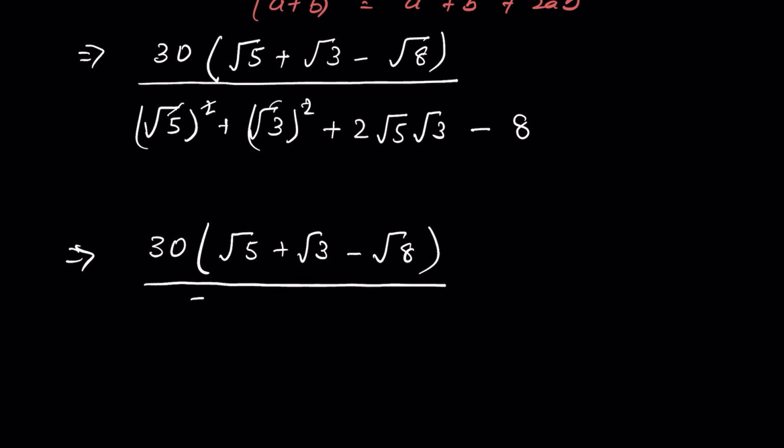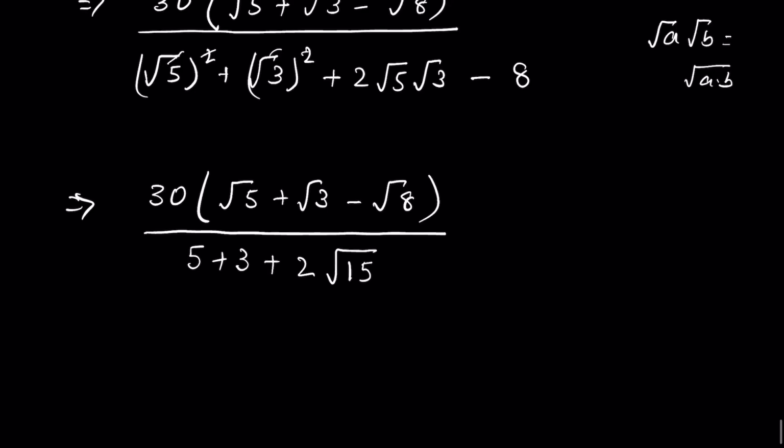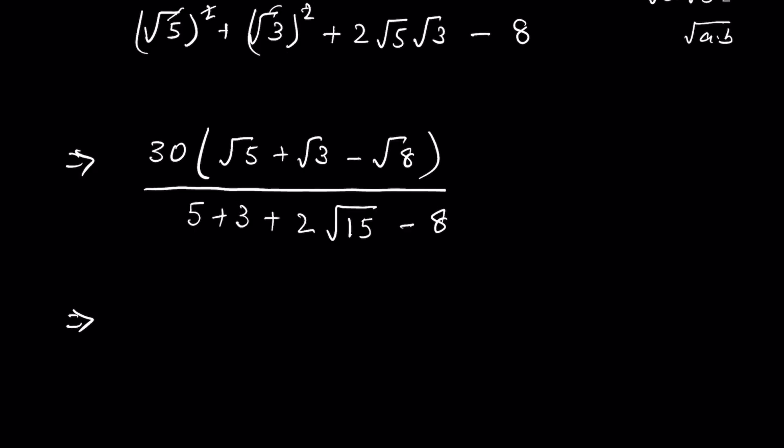So it is 5 plus 3 plus 2 times 5 times 3 is 15. So 15 under square root, because when a is under square root times b is under square root, then it is equal to a times b under square root. Then minus 8. Now 5 plus 3 is 8, minus 8. So we can cancel them together like this.